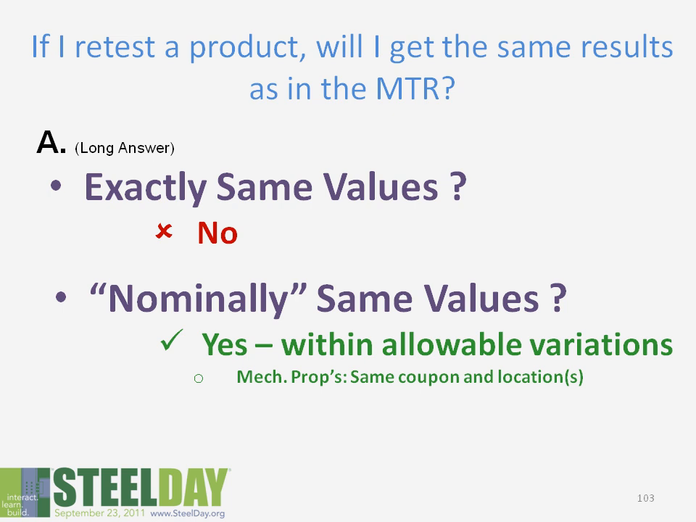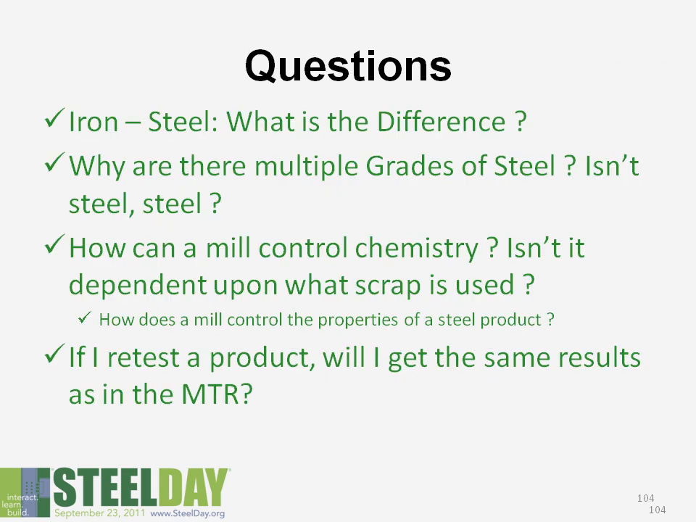So the question, will I get different results on the MTR if I test it? Again, the long answer is similar to the short answer. Exactly the same values? No. Nominally the same values? Yes, within the allowable variations, given that the mechanical properties are determined using the same coupon locations. Okay, I know it's a lot to absorb.